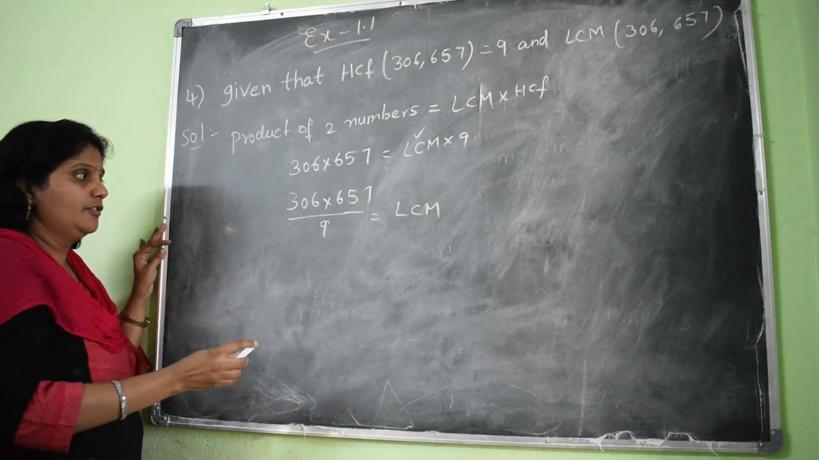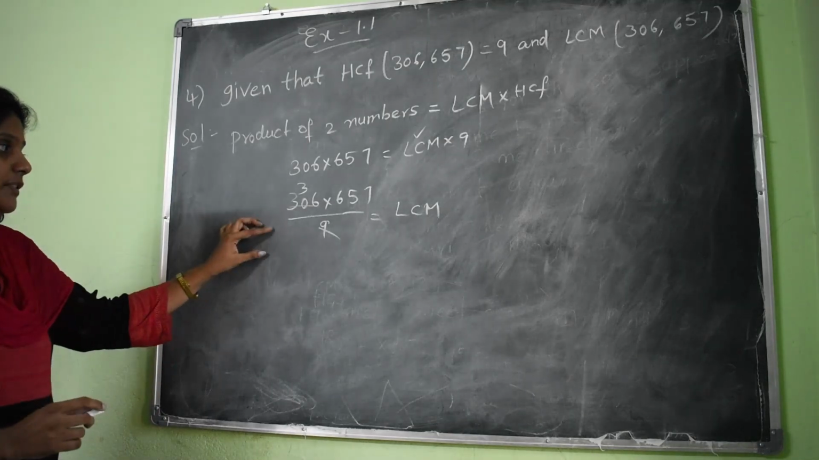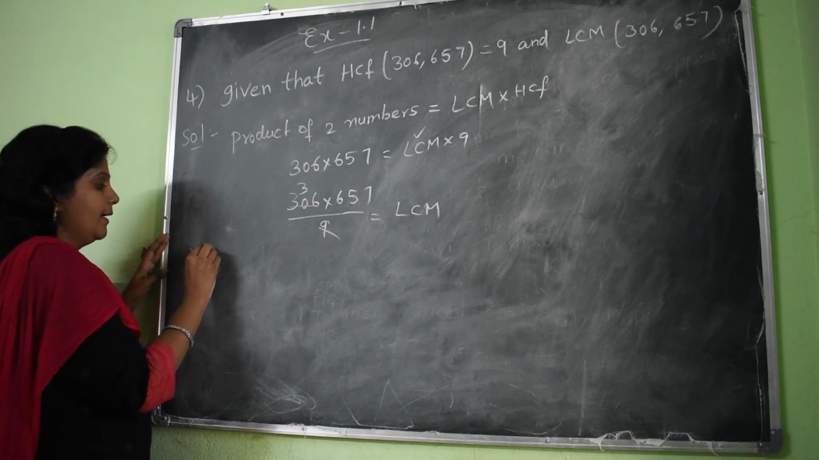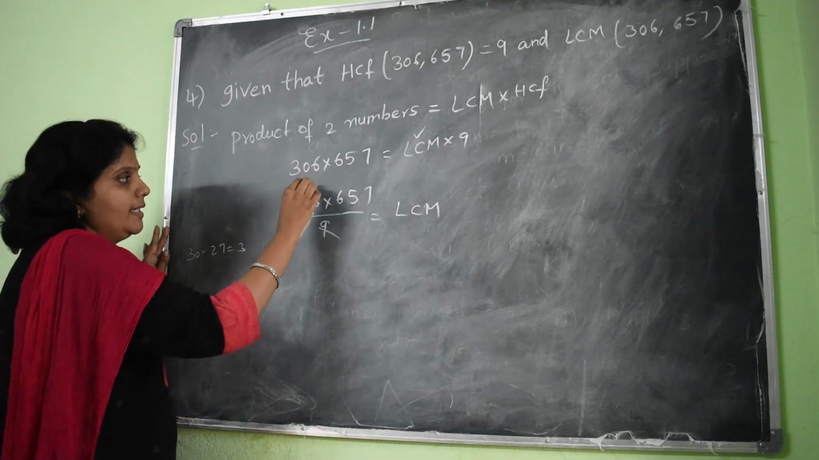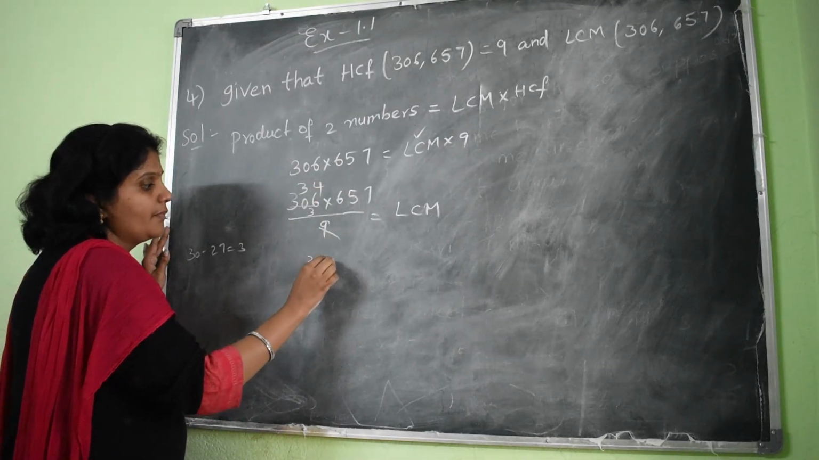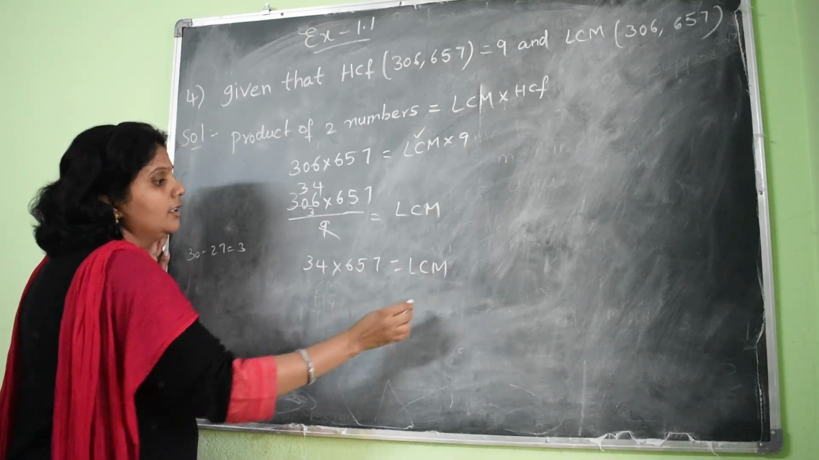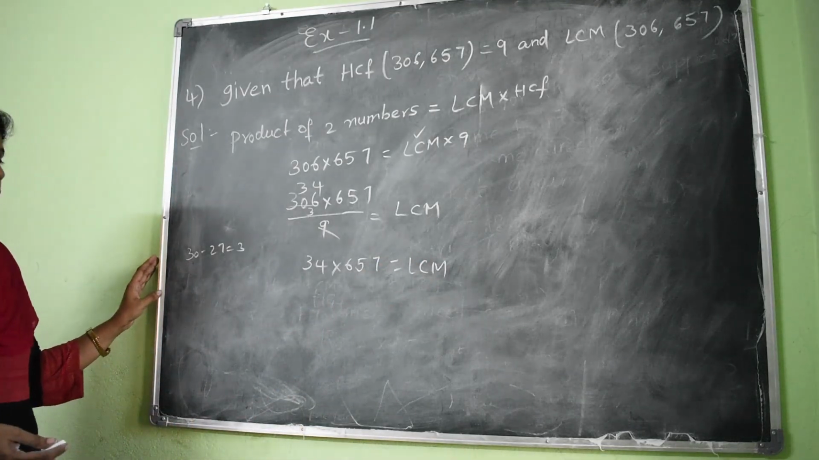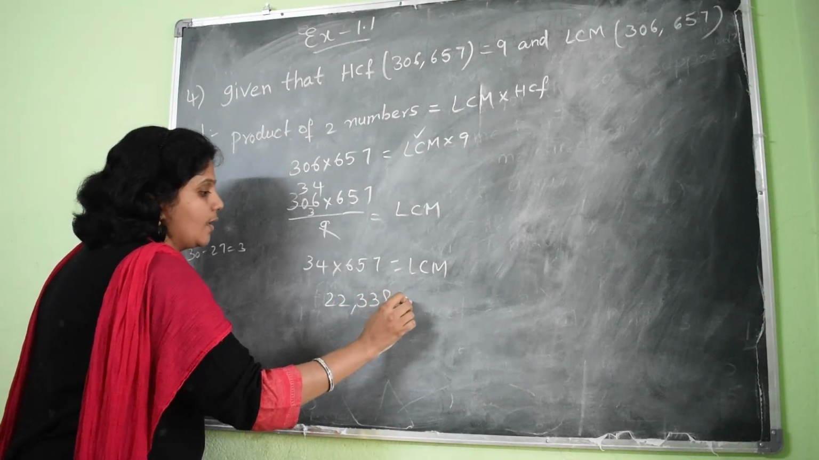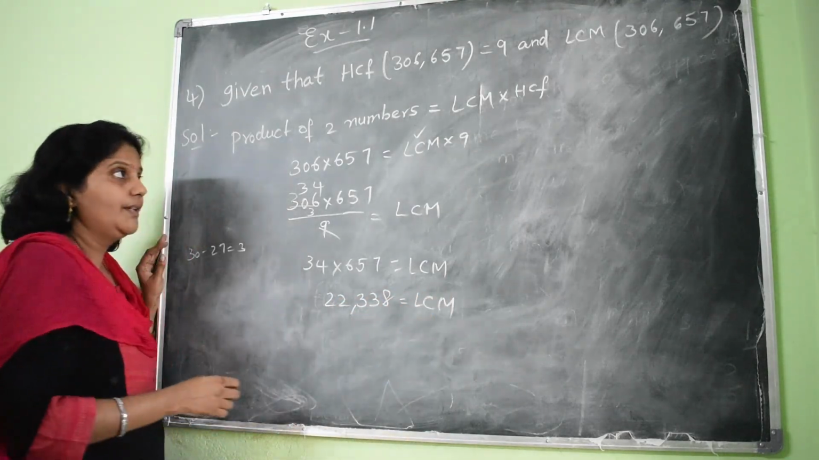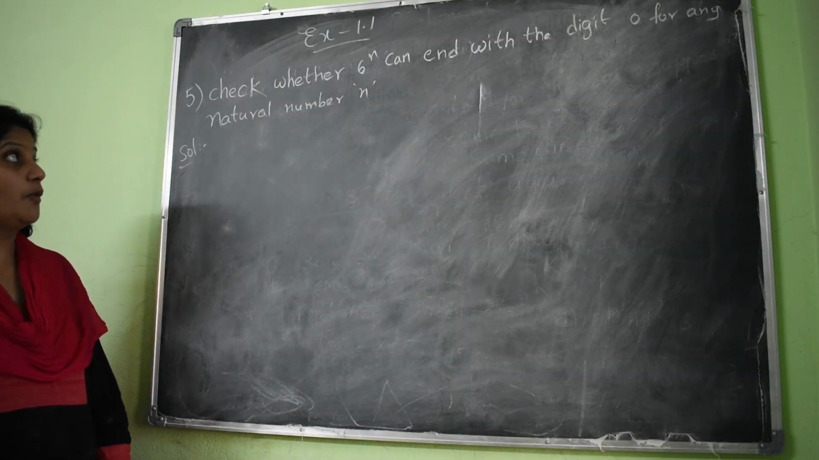Okay, 9 table. 9 3s are 27. So 30 minus 27 how much? 3. So let's write 3 here. Okay, 36. So 9 4s are 36. 34 into 657 is the LCM. After multiplying, we got the value 22,338. So LCM for this value is 22,338. Understood?